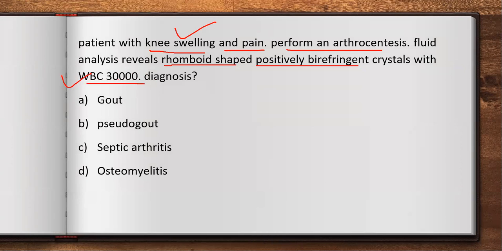Now, someone may be confused with this WBC increase. Any inflammatory change can increase your WBC. If it is more than 50,000, then we could think about septic arthritis. But for less than 50,000, we don't need to think about it. This WBC is most likely due to the inflammation going on due to the crystal disease. So this patient has pseudo gout because of the positively birefringent crystal. Okay.